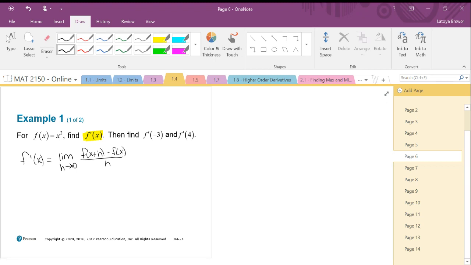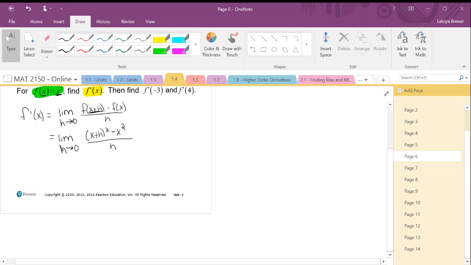All right, so I know what my f of x is. It's right there. I just need to figure out what my f of x plus h is, and technically all that is replacing my x with x plus h. So the derivative is equal to the limit as h approaches 0 of f of x plus h, which is x plus h all squared, minus my f of x, which is just x squared, all over h.